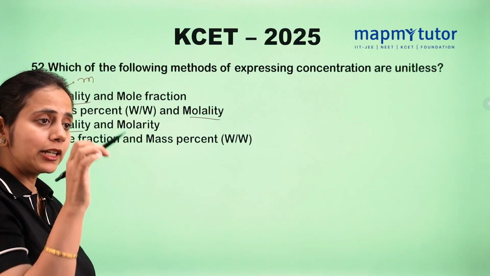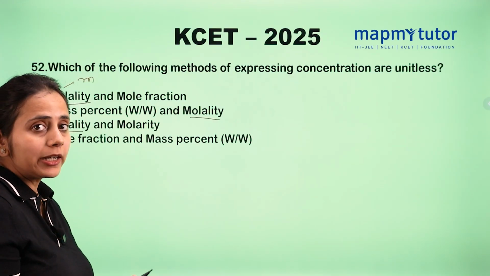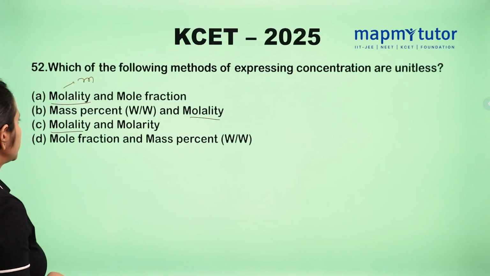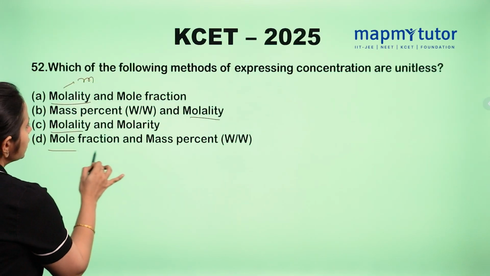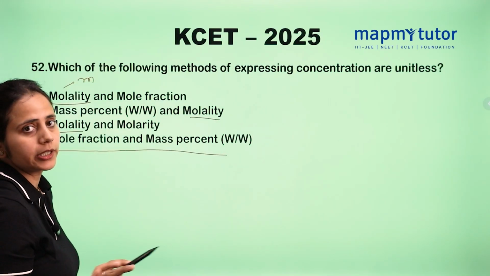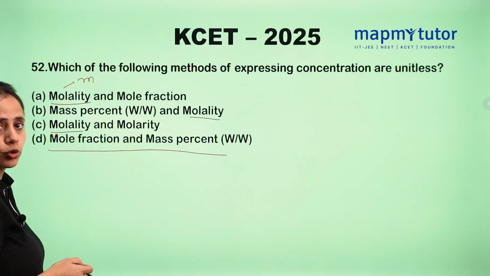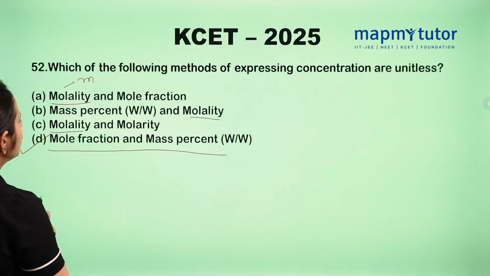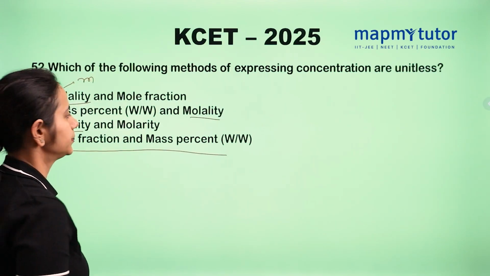For molarity we use capital M. For normality, we use N. And they all have units. Okay. So mole fraction and mass percent are unitless. We have seen in the last questions also that mole fraction is unitless. So this is the right answer, mole fraction and mass percent.